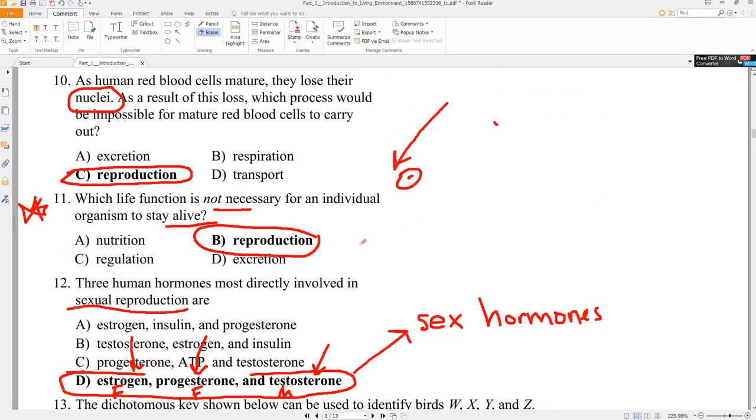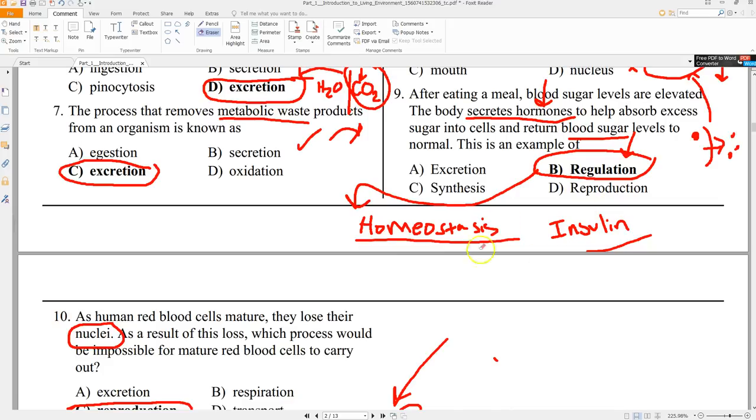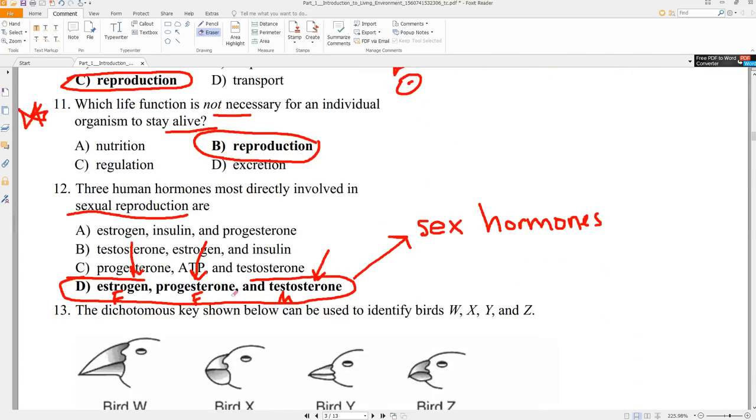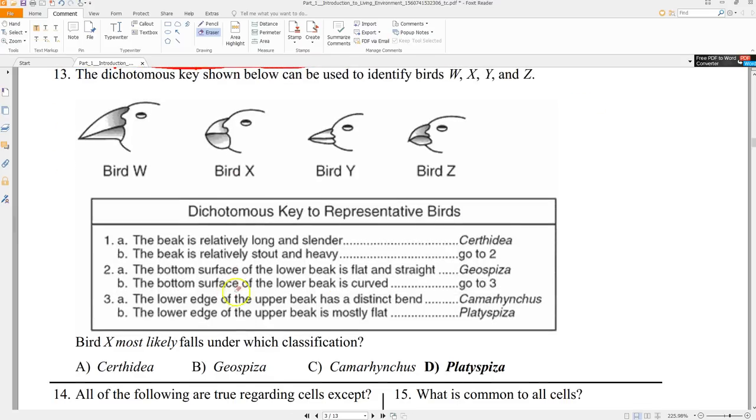You should also know the hormone insulin. Hormones are not always for sexual reproduction. Insulin, as we know, is a hormone that regulates blood sugar levels that comes from your pancreas. And hormones communicate with cells. Okay, so let's move on.